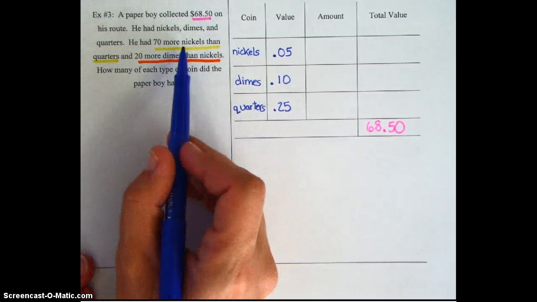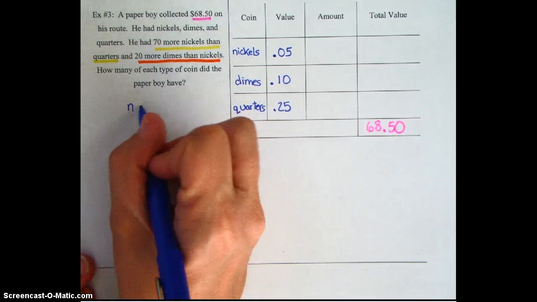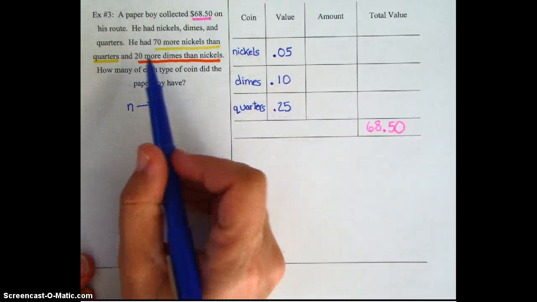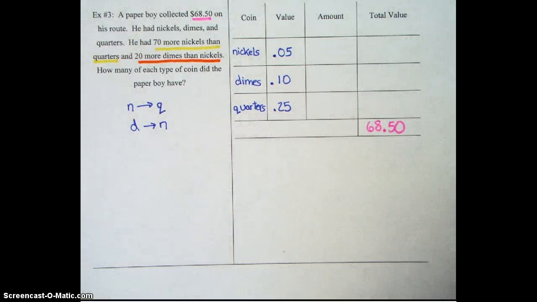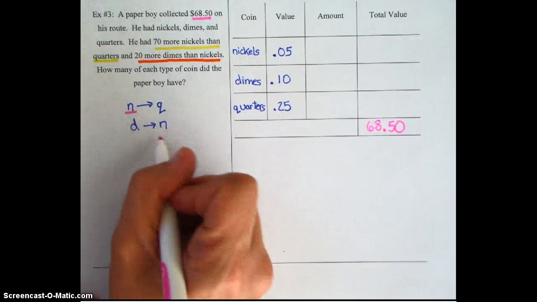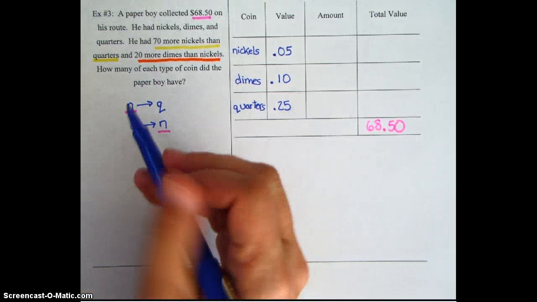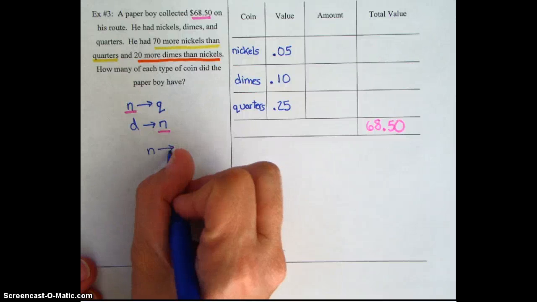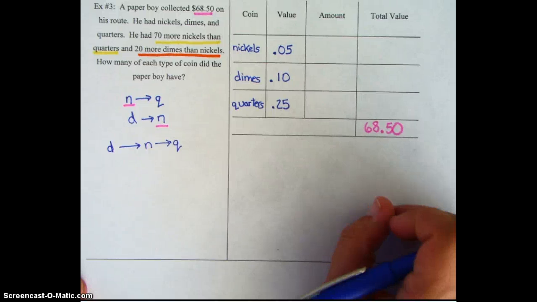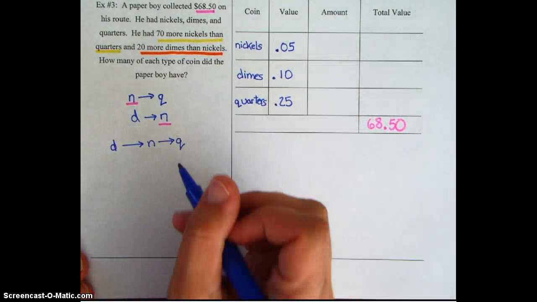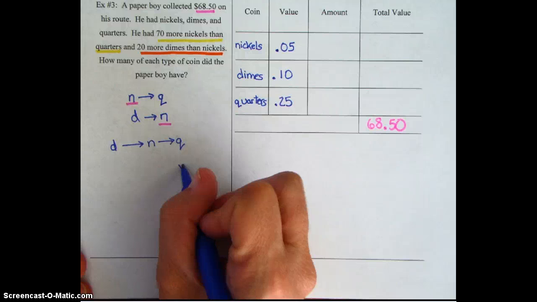So doing a flow chart, it says nickels to quarters, but then on the second part, it says nickels to dimes. If we want to make just one flow chart, we need to look at the letter that shows up in both of them and put that in the middle. So the question is, which letter is that? That's right, the letter is the nickels. So we have nickels to quarters, and then we have dimes to nickels. The one that's all the way on the right-hand side, that's your x value, which means quarters is your x.